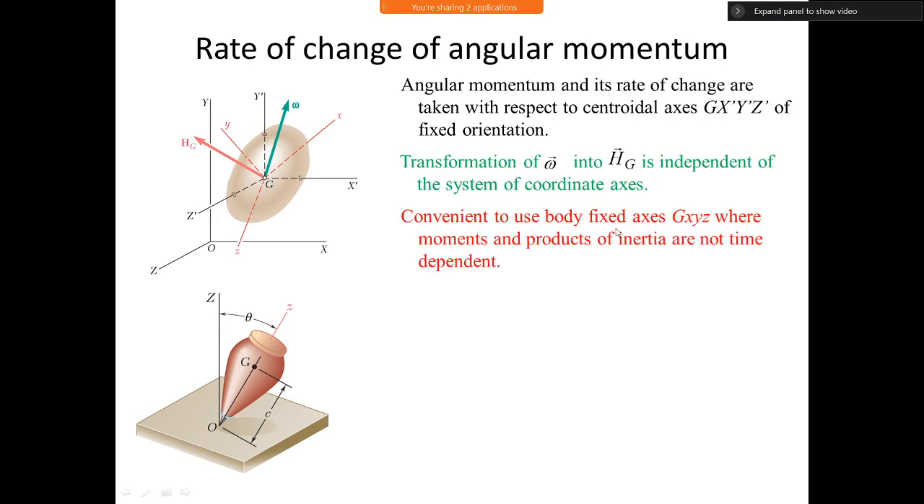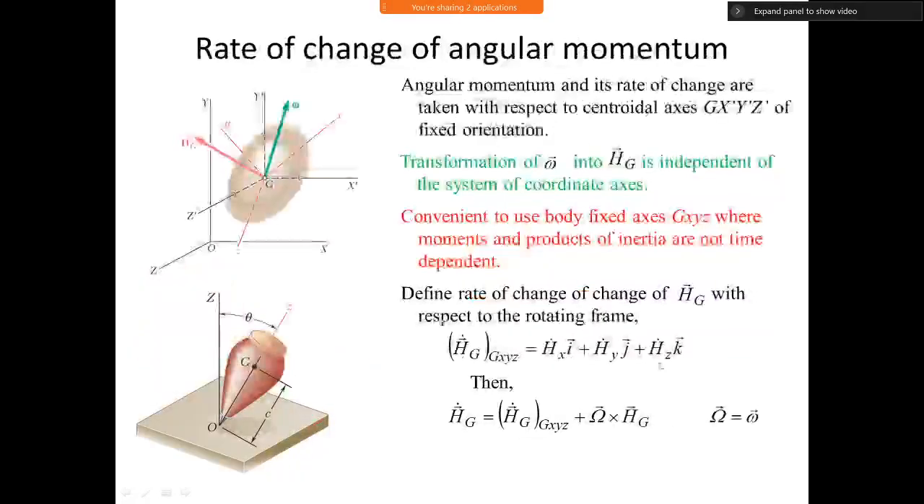So it's convenient to use the body fixed axis, Gxyz, or Gx'y'z', where the I terms are constant. And now here is the key. So now we write the rate of change of angular momentum about the fixed axis capital XYZ is equal to the rate of change of angular momentum about the axis which is rotating, which is attached to the center of mass, plus omega cross H.